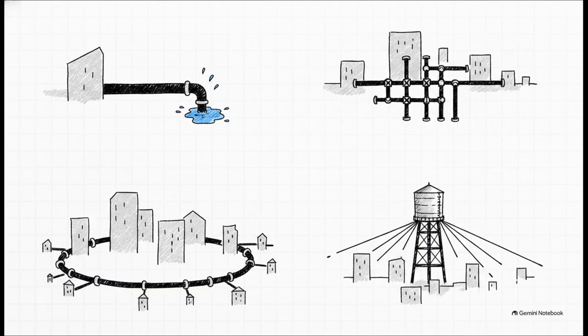Then you've got the ring system, which wraps around the city for high reliability, and the radial system. This one is super clever. It pumps water to a central elevated tower and just lets gravity do the hard work of pushing it outward.